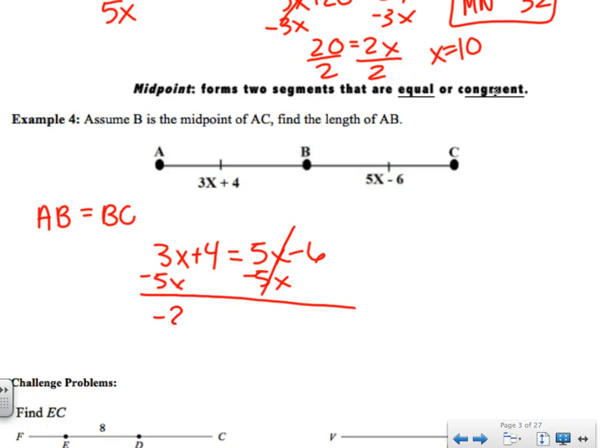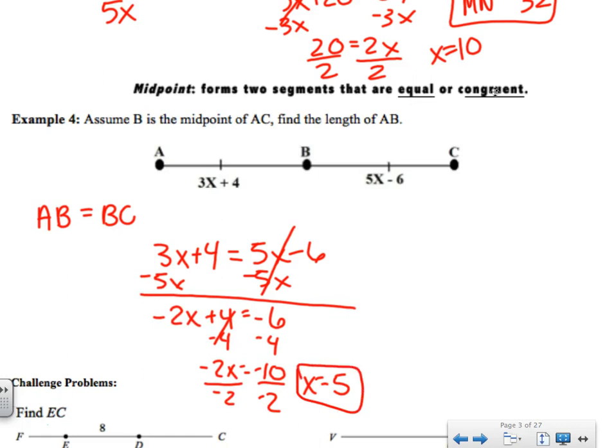3x minus 5 would be negative 2x. Bring down your 4 equals, and then bring down your negative 6. Then you've got a two-step problem where you would subtract 4 on both sides. Negative 2x equals negative 10. Divide by negative 2. X is going to equal positive 5.